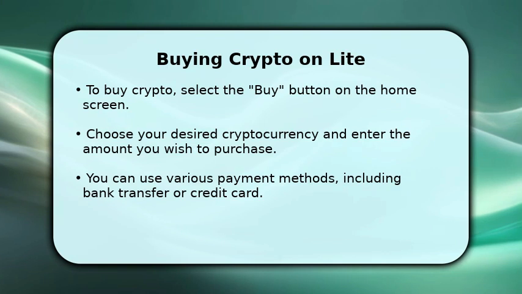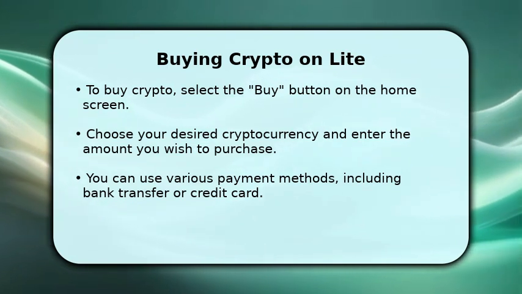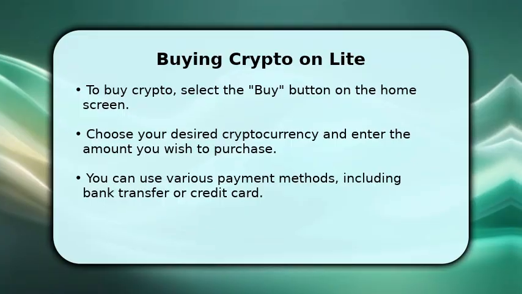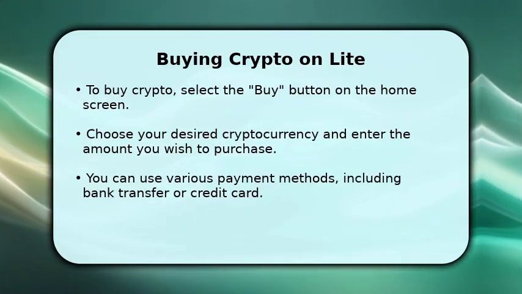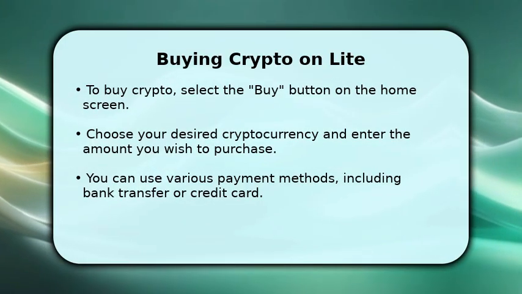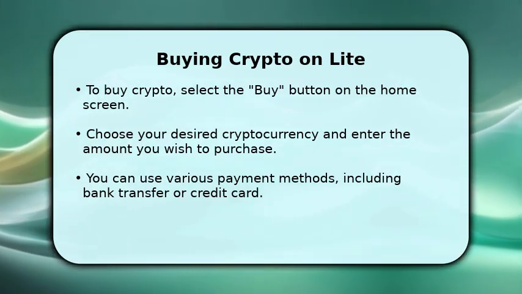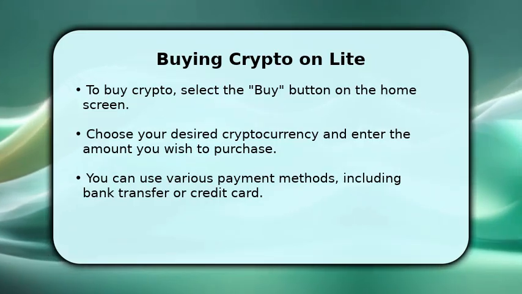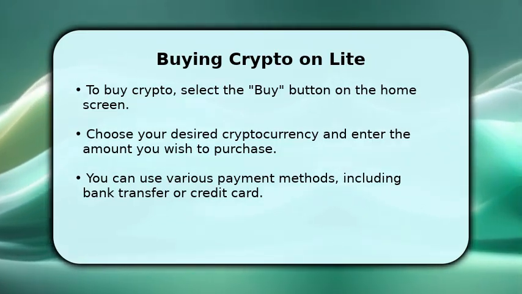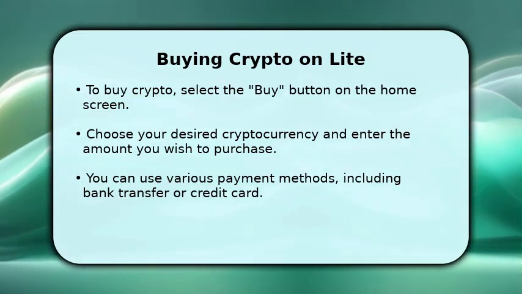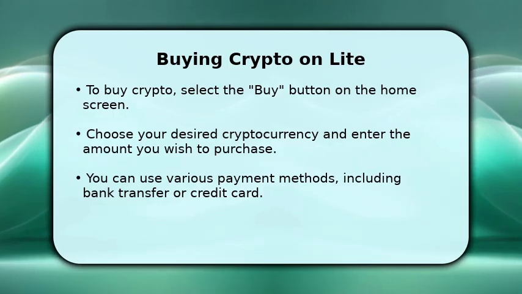To buy cryptocurrency, simply tap the Buy button on the home screen. Select the crypto you want, like Bitcoin or Ethereum, and enter the amount you wish to spend. You can pay using a bank transfer, a credit card, or even a debit card. Confirm your order, and the crypto will be added to your wallet almost instantly. It's a quick and secure process designed for ease of use.